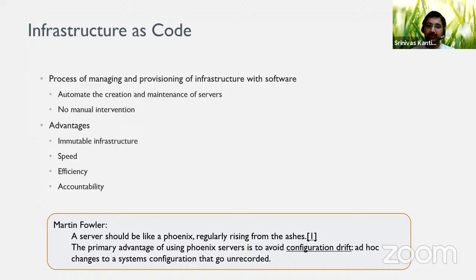This way, you'll also have accountability. We know who changed the code, and we can track back and so on. So that's immutable. And as Martin Fowler, or his colleague, says, a server should be like a phoenix. It should regularly rise from the ashes when we need it, and after we use it, it should destroy itself again. And the next day, it should rise again.